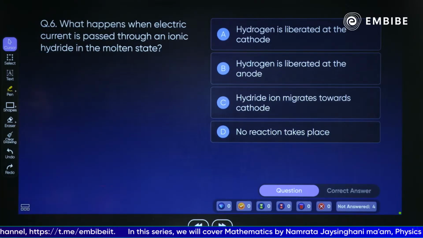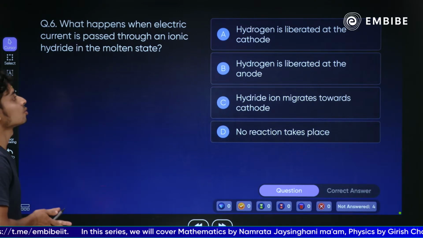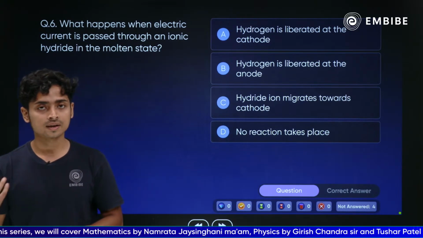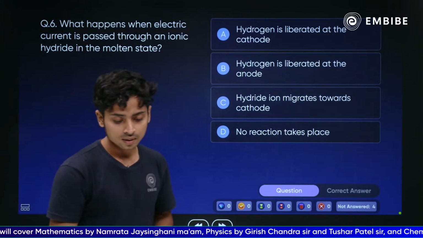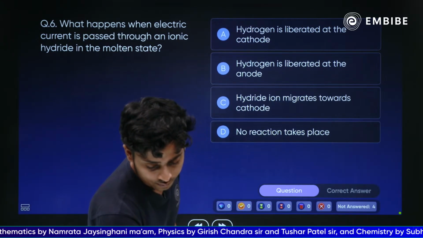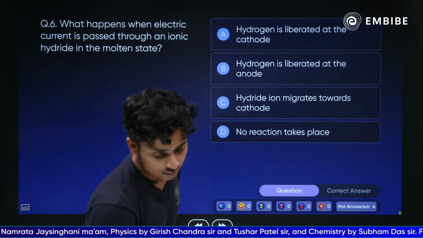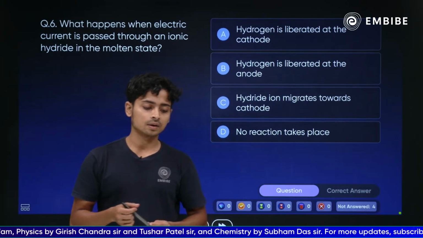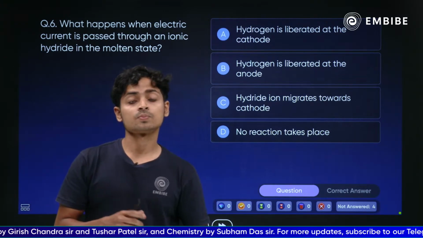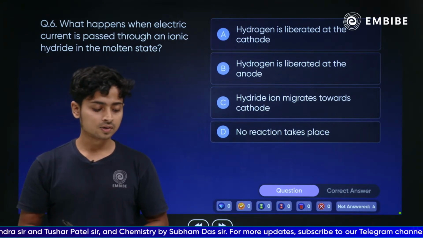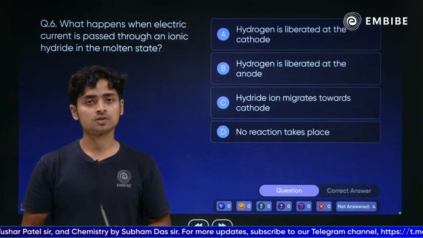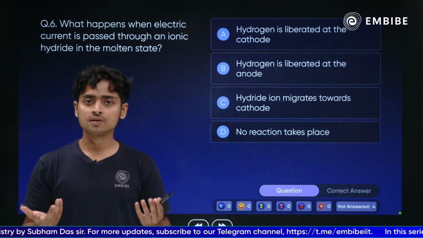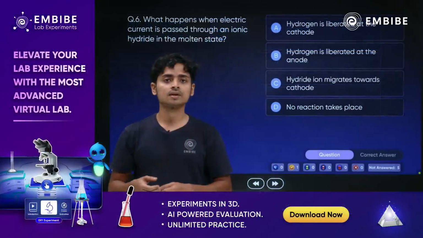What happens when electric current is passed through an ionic hydride in molten state? Hydride means H minus ions, negatively charged ions. What happens to them? In an electrolytic cell, anode is positive, cathode is negative. Reduction happens at cathode, oxidation happens at anode. So a hydride is a negatively charged substance. Where should it go? Based on that, please answer the question.